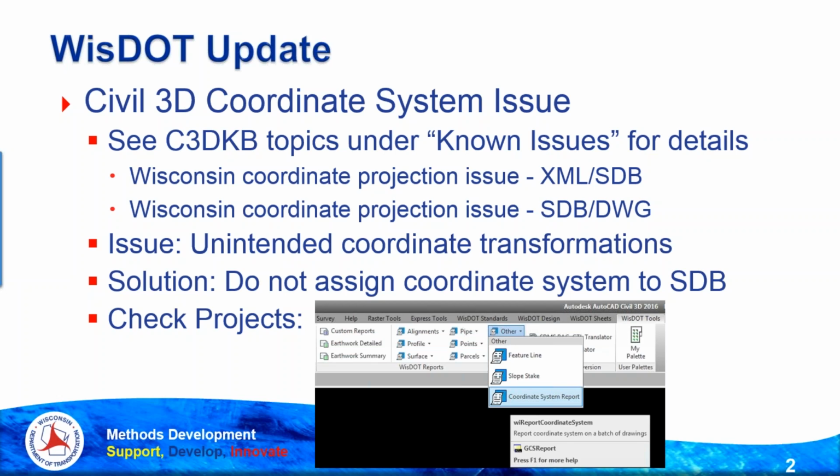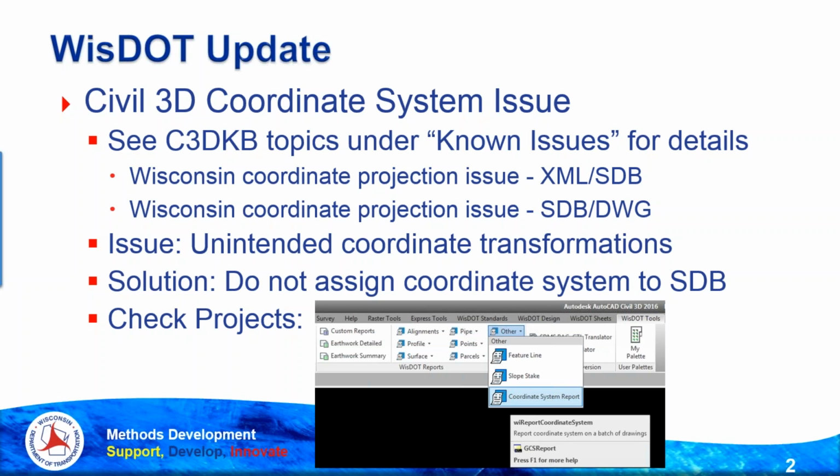But to prevent the unintended transformations altogether, our recommendation is that you do not even go and assign a coordinate system to your survey database. That will avoid the problem completely. I understand that in our training we do show assigning a coordinate system to the survey database, but we think it'd be best if people just stop doing that. There's really not a need to do it. So that'll kind of get you out of trouble.